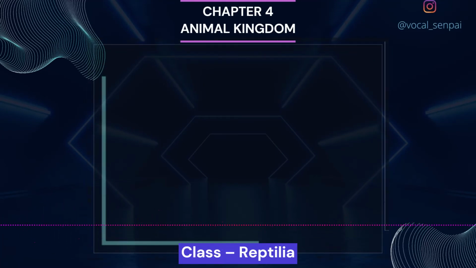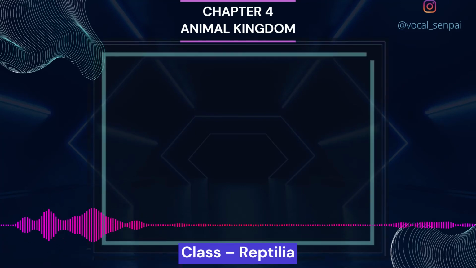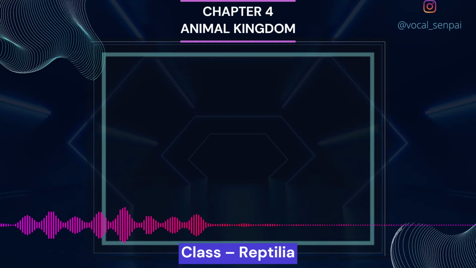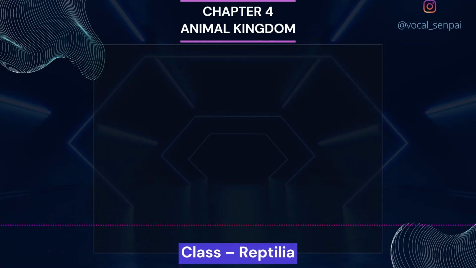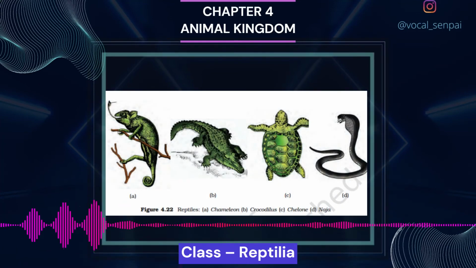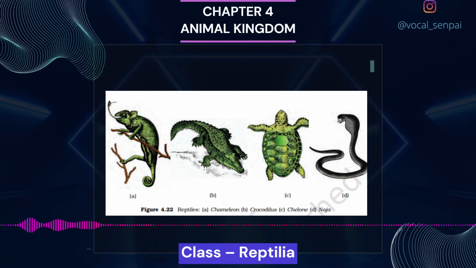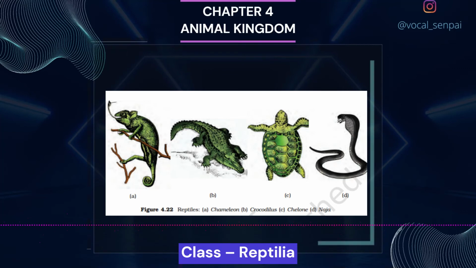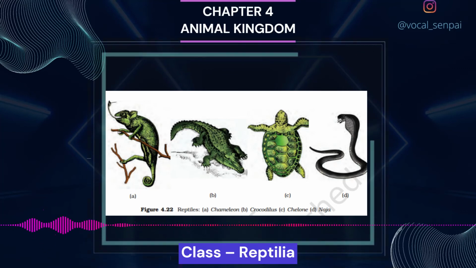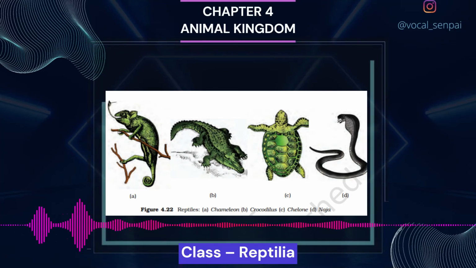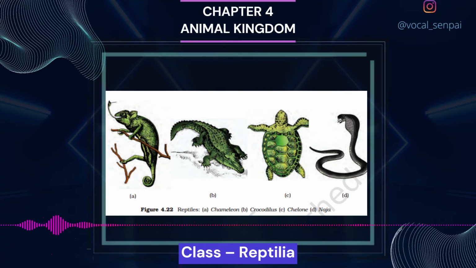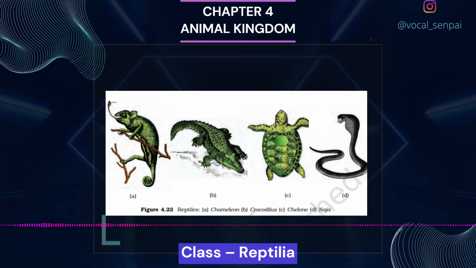Class Reptilia. The class name refers to their creeping or crawling mode of locomotion, Latin repere or reptum, to creep or crawl. They are mostly terrestrial animals and their body is covered by dry and cornified skin, epidermal scales or scutes, Fig. 4.22. They do not have external ear openings. Tympanum represents ear. Limbs, when present, are 2 pairs.